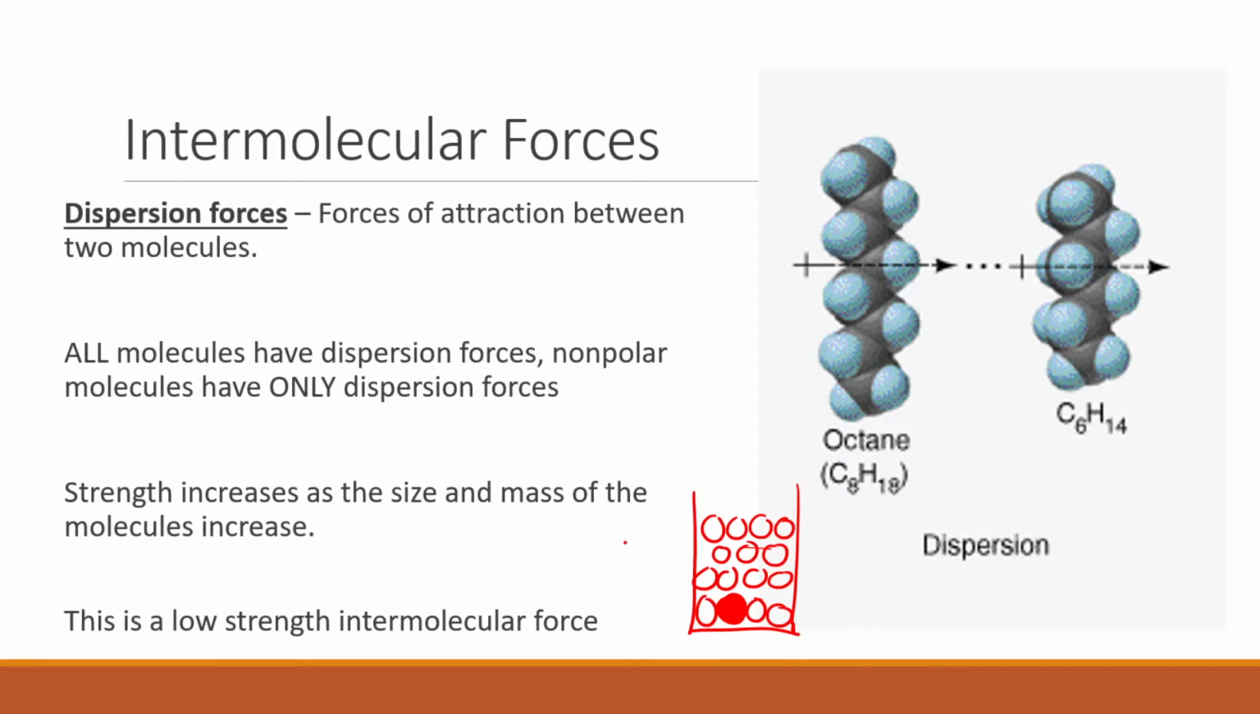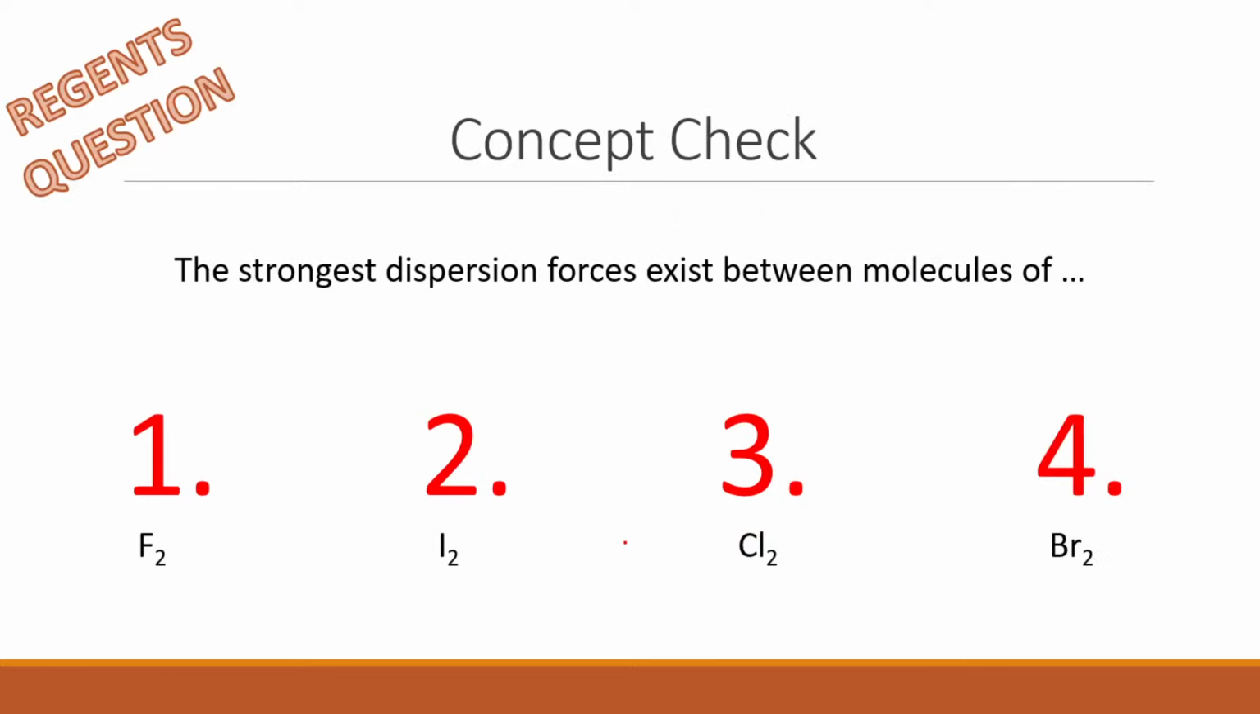Let's look at a practice problem. The strongest dispersion forces exist between molecules of F2, I2, Cl2, or Br2. Here, when we're looking at this, each of these molecules is the same size, right? Each one is something 2. Size isn't going to play a difference, right? Size isn't going to be a factor here.